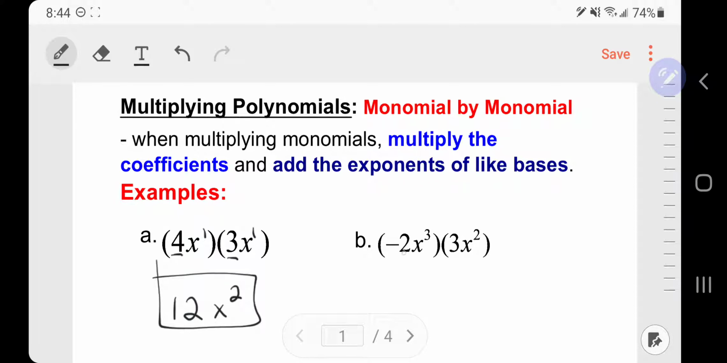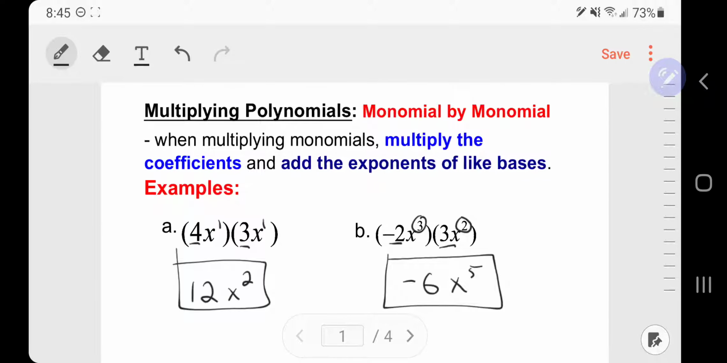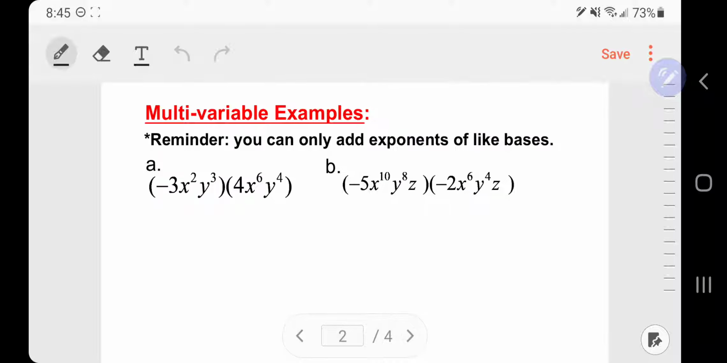And in the second one, we have negative 2 times 3, which gives me negative 6. And then x to the third times x to the second. We know we have to add those, so it becomes x to the fifth. All right, let's take a look at another example.